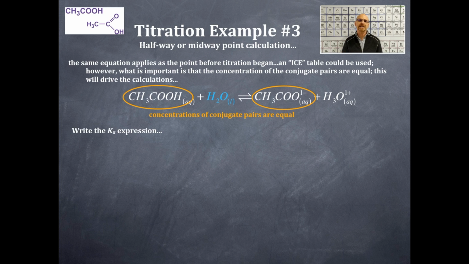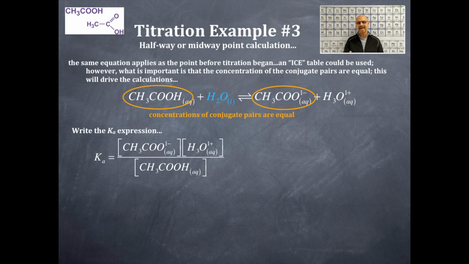So we need to write the Ka expression for this. Okay, the acid dissociation constant. Okay, which is the products over reactants with the stoichiometric coefficients as exponents, and of course solids and liquids are not included in any K expression. So therefore our K expression is Ka is equal to the acetate ion times the hydronium ion concentration, those are both in the numerator, divided by the acetic acid.